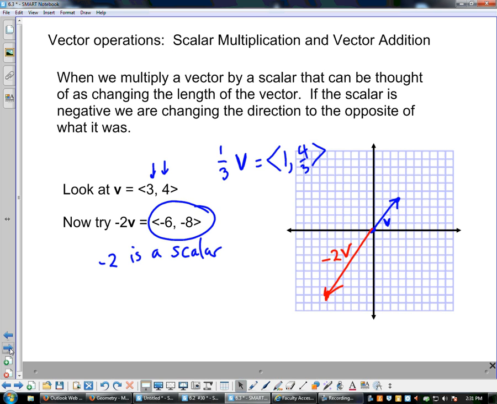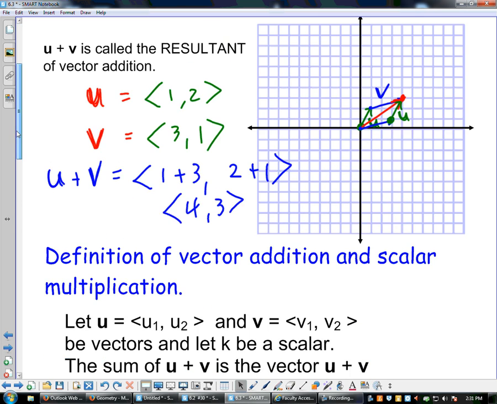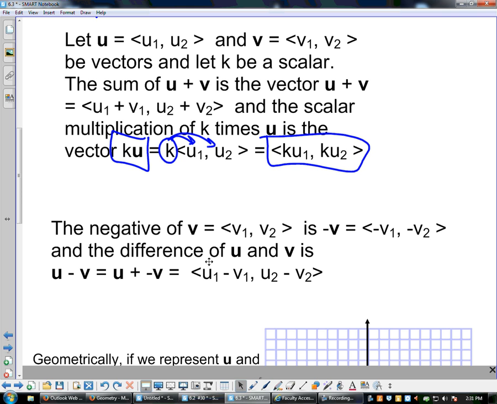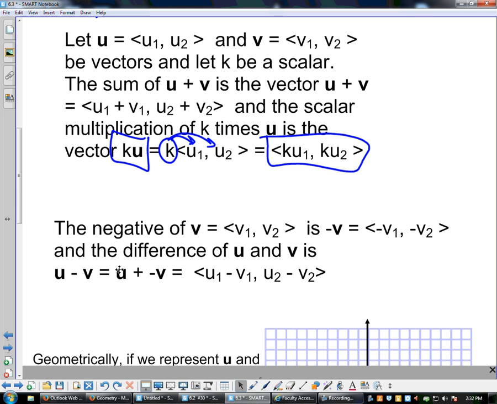Where were we? The negative of vector v, where v is v1 comma v2, is going to be the opposite of vector v. Just take the opposite of v1, opposite of v2. The difference of vector u and vector v: now we're not adding, we're not getting the sum, we're getting the difference. So vector u minus vector v is the same as vector u plus the opposite of vector v, which we could get by taking u1 minus v1 and u2 minus v2.